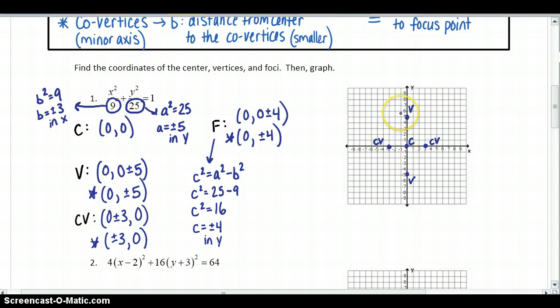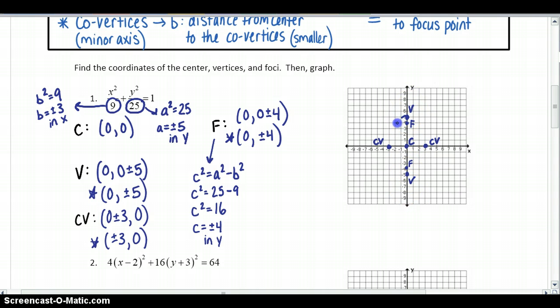Alright, now, one thing a lot of people tend to forget is to graph the foci, since it doesn't seem like you need it in order to draw the shape. But foci are extremely important, and you will get your graph wrong if you don't have them plotted. So I'm just going to graph it real quick right now. 0 comma 4, that's my foci, and 0 comma negative 4 is my other one.